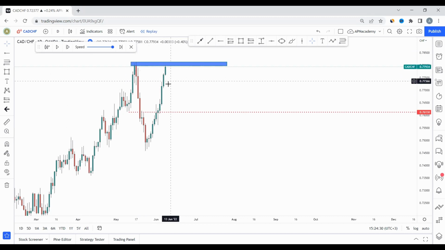Now, what do we want here? You can clearly see we said we wanted many buy candles compared to the sell candles. You can count them.